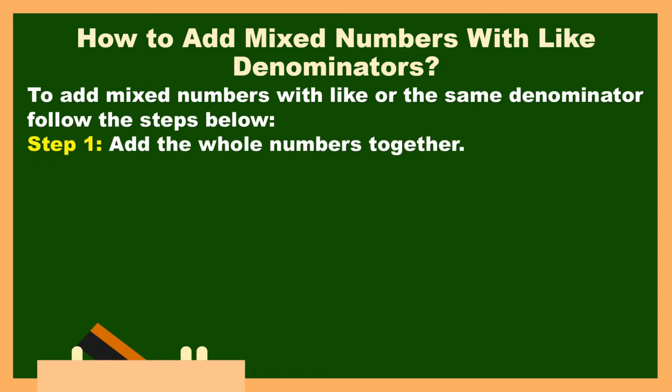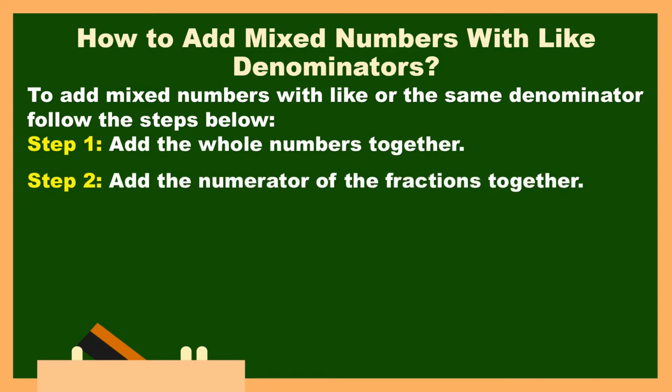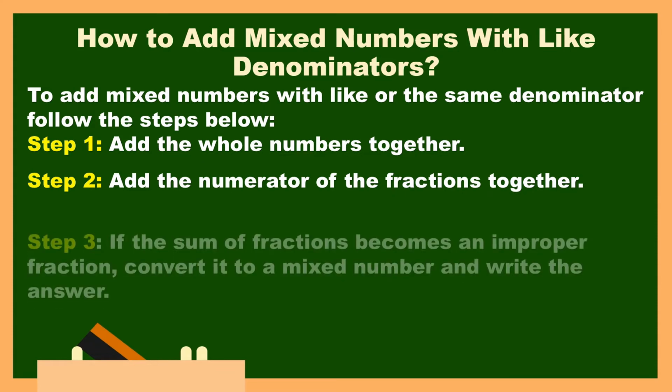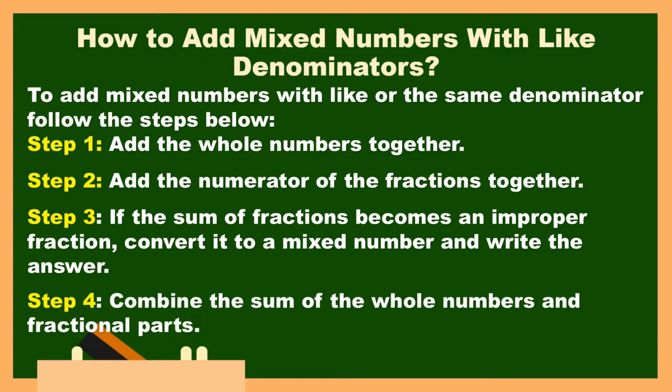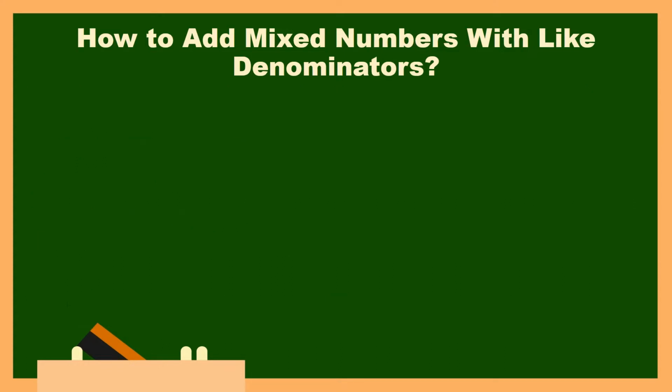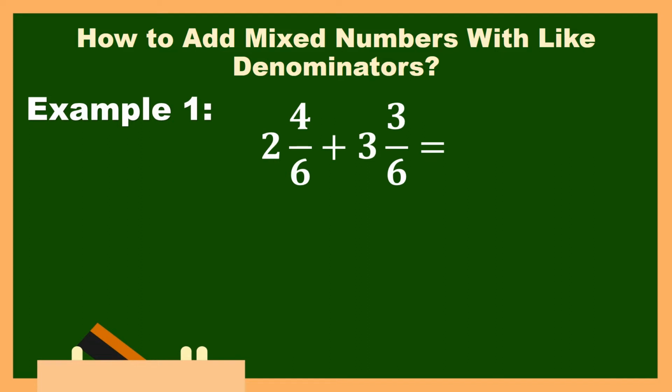Step 1. Add the whole numbers together. Step 2. Add the numerator of the fractions together. Step 3. If the sum of fractions becomes an improper fraction, convert it to a mixed number and write the answer. And lastly, combine the sum of the whole numbers and fractional parts. For example, 2 and 4 over 6 plus 3 and 3 over 6.